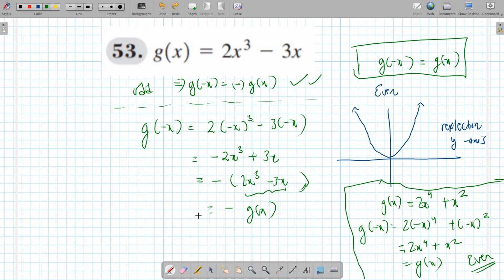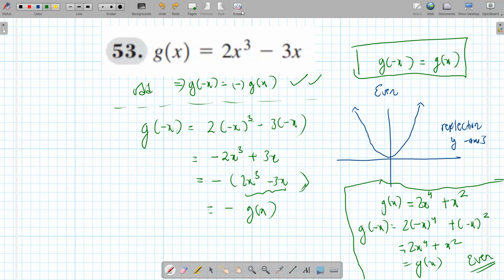Negative 2x cubed plus 3x. And then you take that minus out right there. It becomes 2x cubed minus 3x, which satisfies that condition. Unless it's odd, right? Yeah. 53 is odd. This example is even. 53 is odd. Okay.